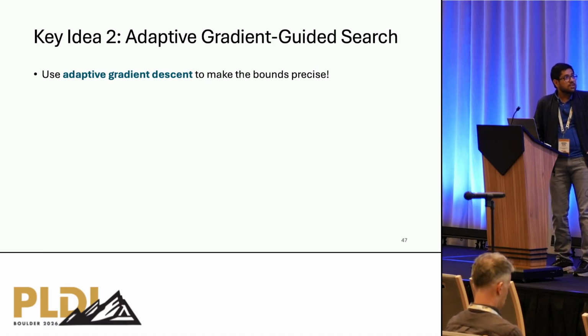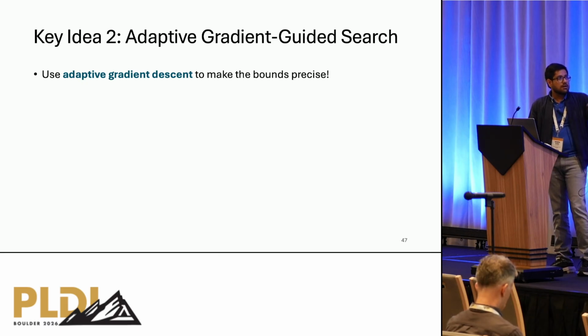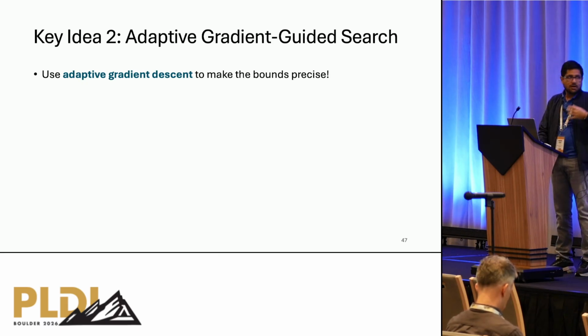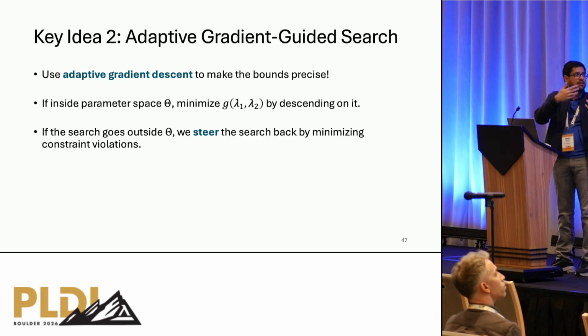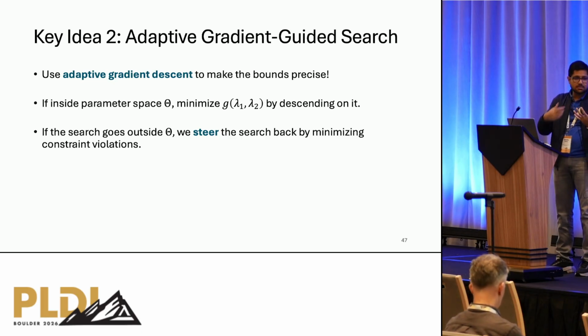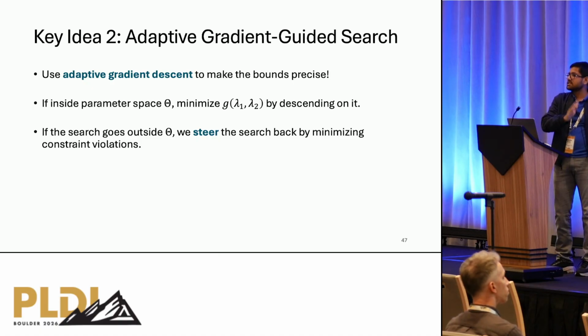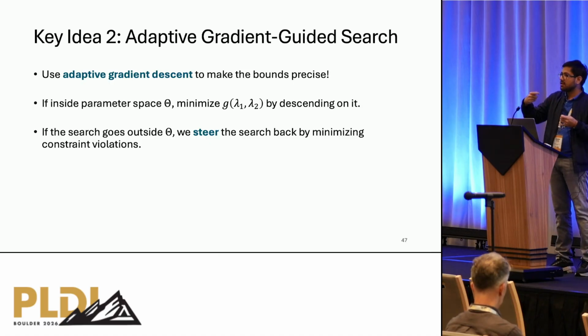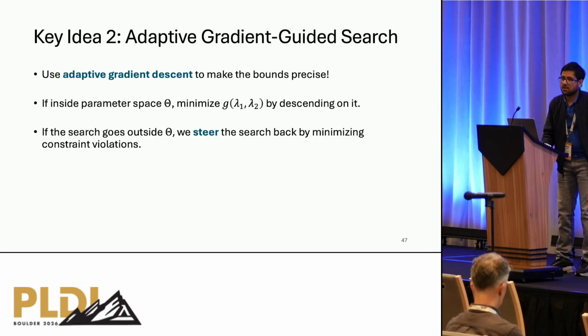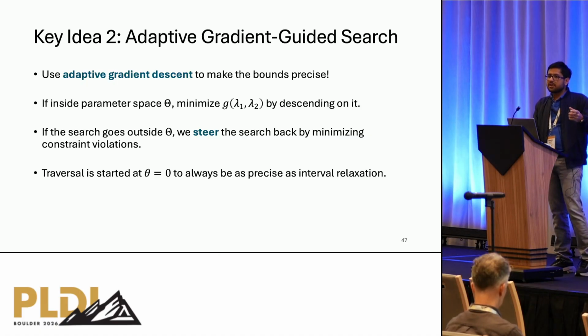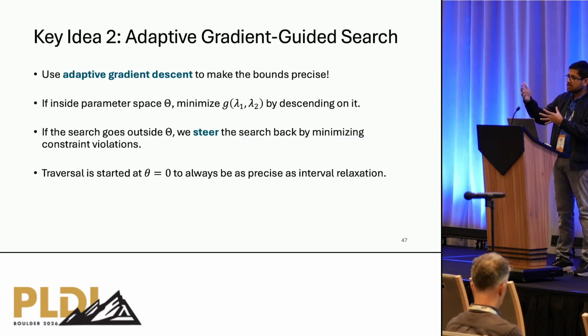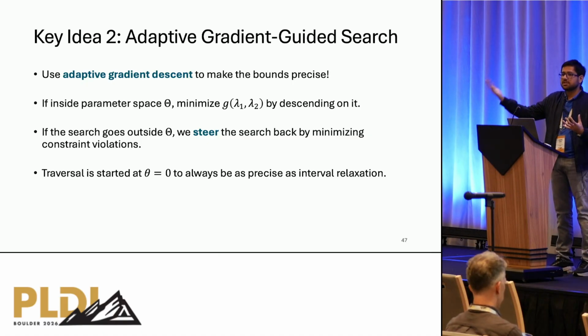So we come up with this adaptive gradient descent procedure, and it works like this. If we are inside the parameter space, then we can just minimize the bound to get more precise bounds. But as soon as we go outside the parameter space, we steer the search inside the parameter space by instead doing gradient descent on the violations. And because we had this property that at θ0 we have the interval relaxation answer, we can always start our search from that, so that we are always as precise as interval.